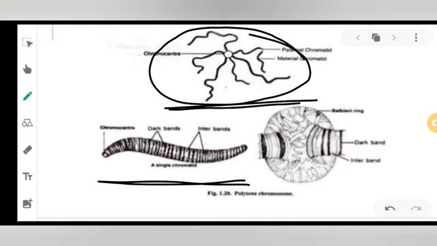So it is actually found in the salivary gland. And why is it called polytene? Because it is made up of many chromonema. Poly means many, that is why it is named polytene chromosome. And it is generally much larger than the somatic chromosome. These giant polytene chromosomes have a distinct pattern, dark band and interband.